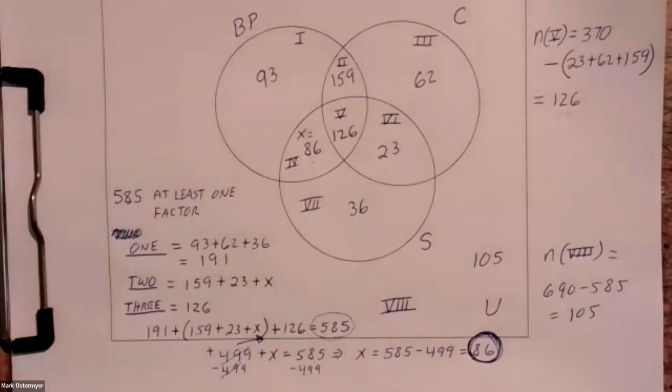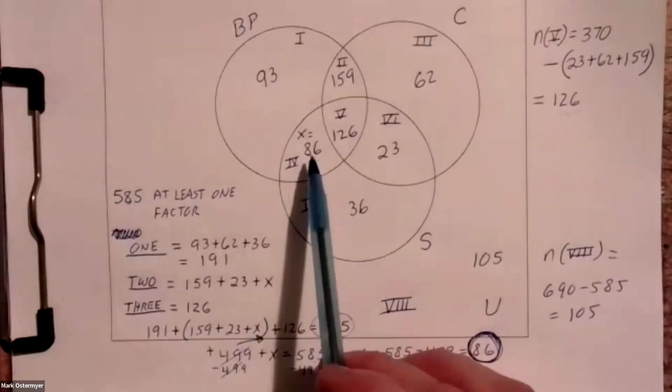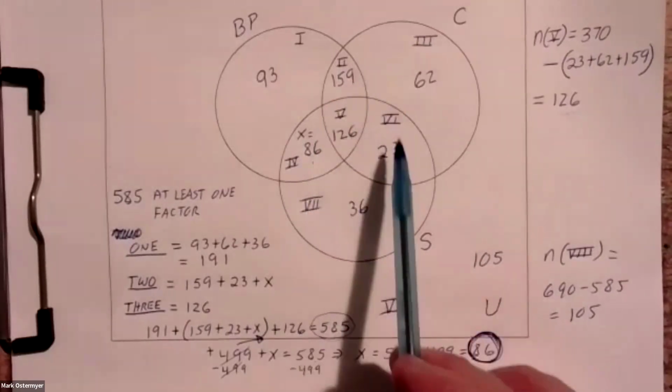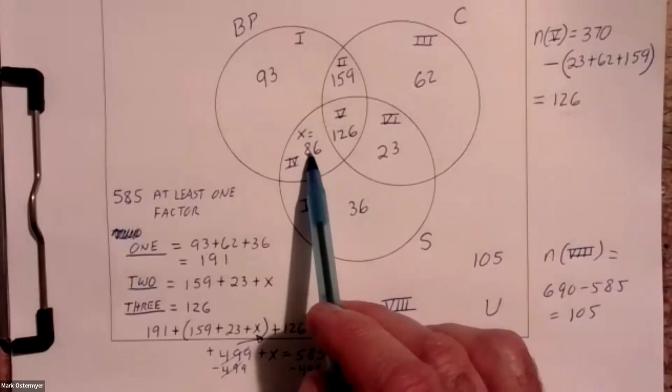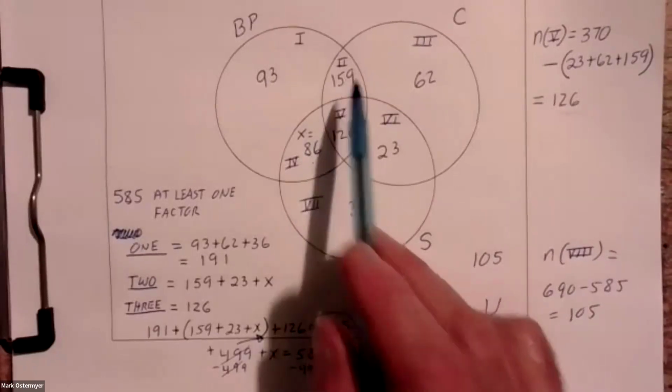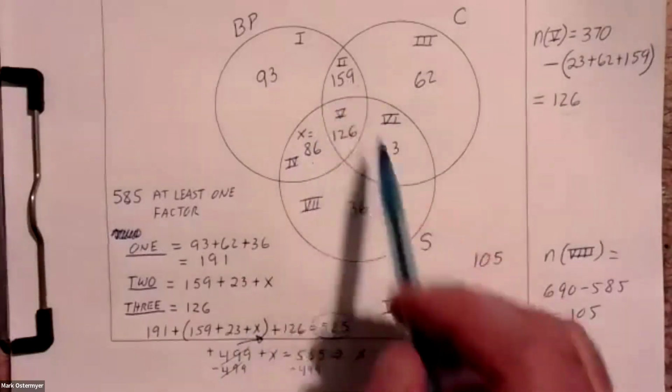Next question, how many had exactly two of the three risk factors? Oh, you know what? I already accounted for that. Well, do you agree exactly two would be what? 159 added to 23 added to 86. And what is 159 plus 23 plus 86? 268 had exactly two ailments. Do you agree? Again, 86 plus 159 plus 23 had exactly two of these risk factors. 268. That would be your answer for question B.